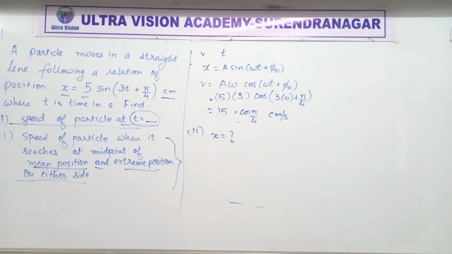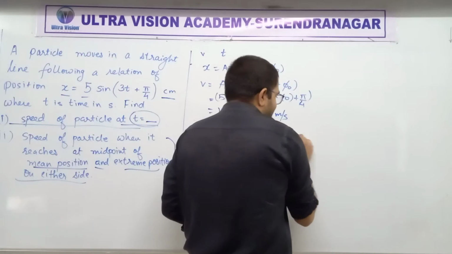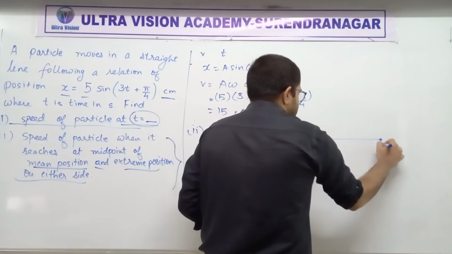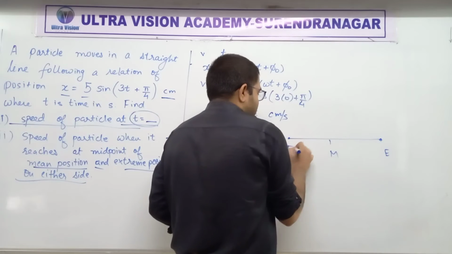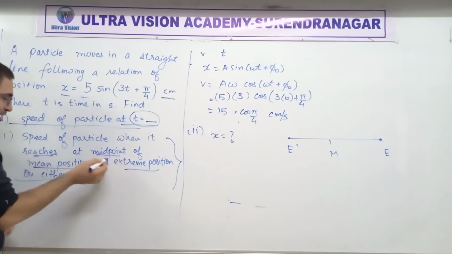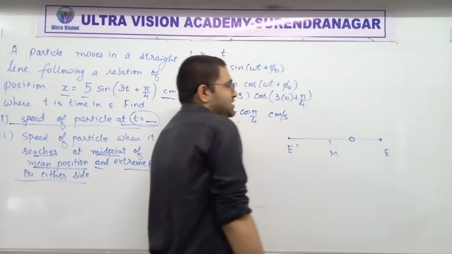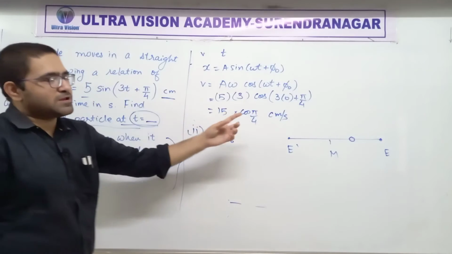Okay, very good. Many of you have got the right answer. Congratulations to all of them. Some of you have made some mistakes. Let's clarify. See, this question is telling you that here is mean position, here is end position or extreme position. Where is the particle? The particle reaches the midpoint of mean position and extreme position. Is this clear? Either there or here, no problem.